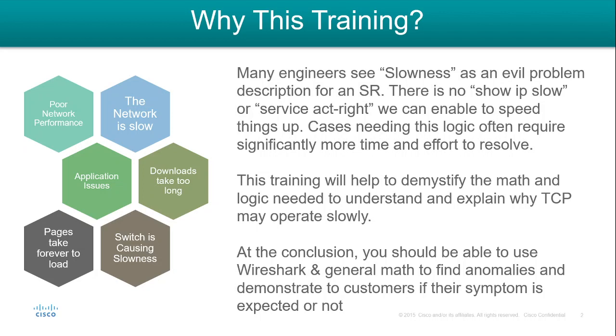That's where this training comes in. Within the next four sections, we're going to try and demystify a bit of the math and logic that's needed in order to understand why TCP might be behaving a certain way. This means that at the conclusion of this training, you should be able to use Wireshark and some basic math to find anomalies and be able to demonstrate to those customers and explain whether or not their symptom is expected.